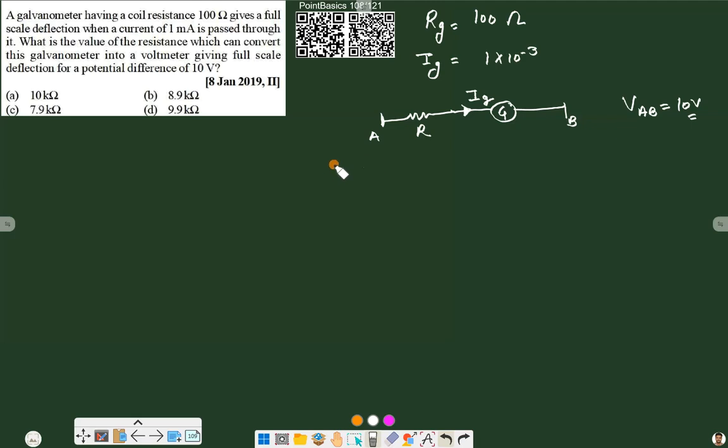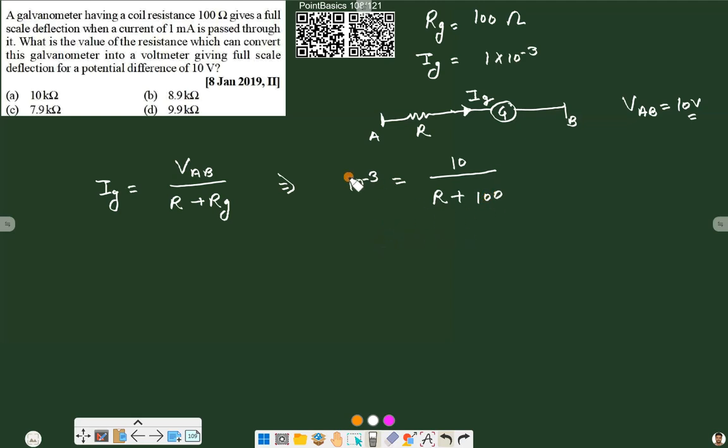So let's write the equation for current here. Ig will be equal to total potential, that is VAB, divided by the total resistance, that is additional resistance R plus resistance of the galvanometer, Rg. Putting these values, we have Ig is 10 raised to power minus 3, VAB is equal to 10, R is unknown, and Rg is equal to 100.